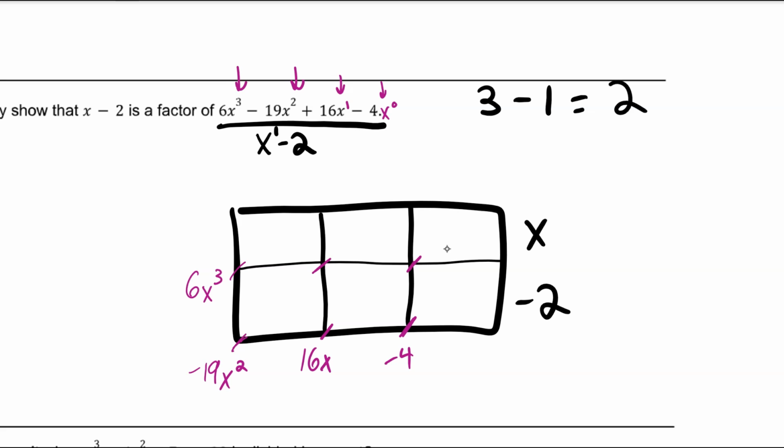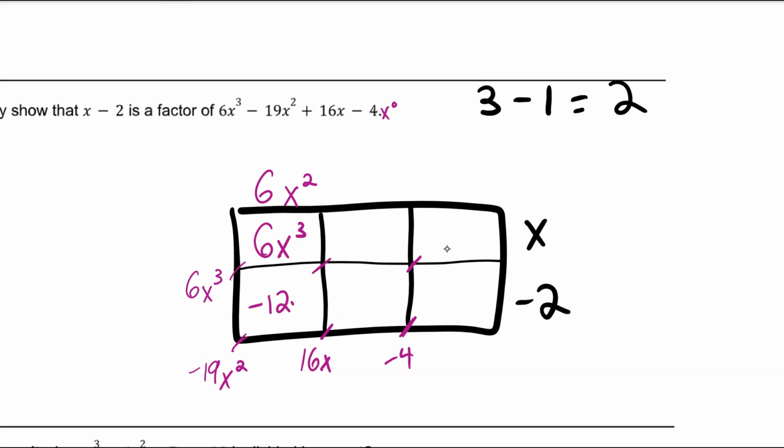So I'll do the same process as the last one. I start with the top left box. That's got to be 6x cubed. And I ask myself, what do I multiply x by to get 6x cubed? Well, I know there'd have to be a 6 there as a coefficient. And to get an x cubed, I'd have to multiply x squared by just the x. So now if I've got a 6x squared on top, I could take that, multiply it to the -2, and get -12x squared there.